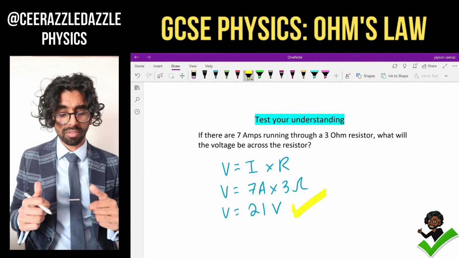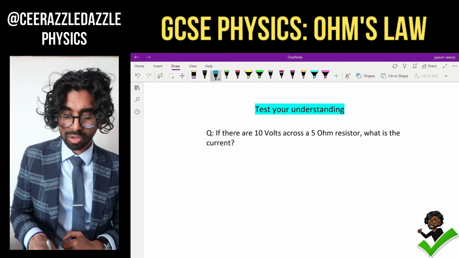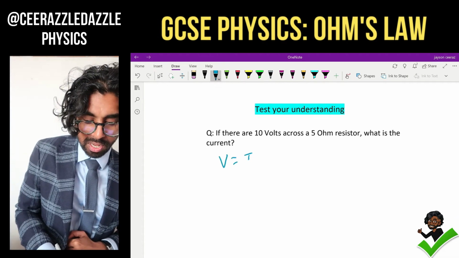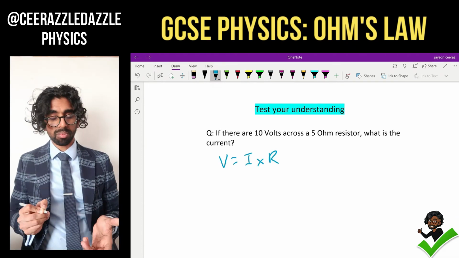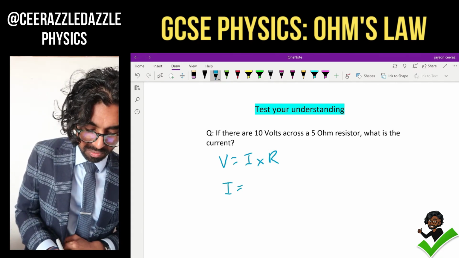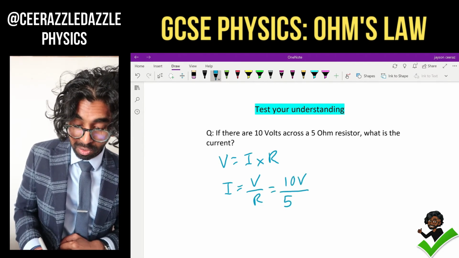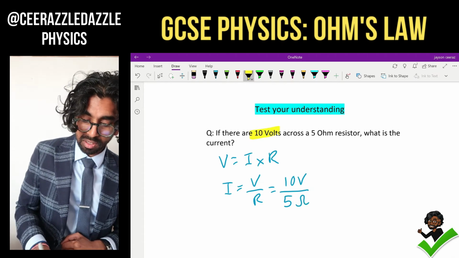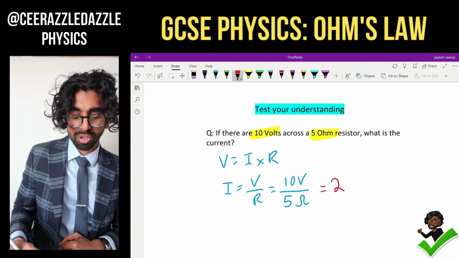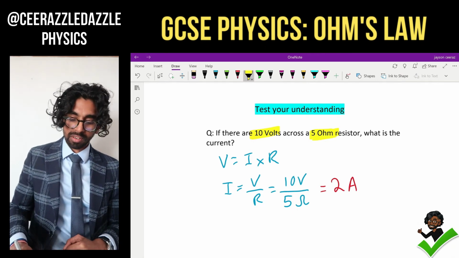Wonderful. Good stuff. Test your understanding again. So now if there are 10 volts across a 5 ohm resistor, what will the current be? So we know V is equal to I multiplied by R. Every time we do these problems, you always write down the formula. It's 1 mark given to you for that. Then I is equal to V divided by R. Therefore it's 10 volts divided by resistor, 5 ohms. Yes, that voltage over there, resistance over there. Therefore 10 divided by 5, we're getting 2, and the units for current, it's going to be amps. Well done again. Another tick.